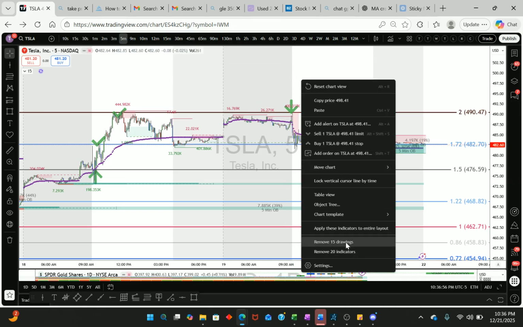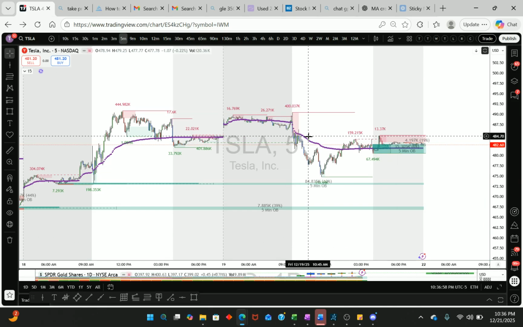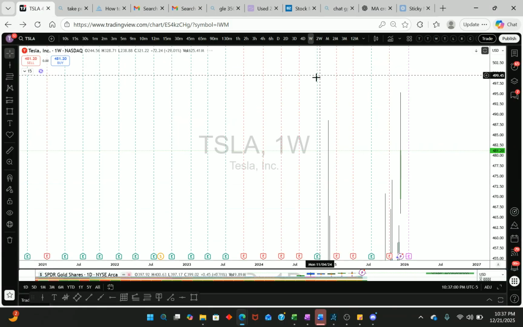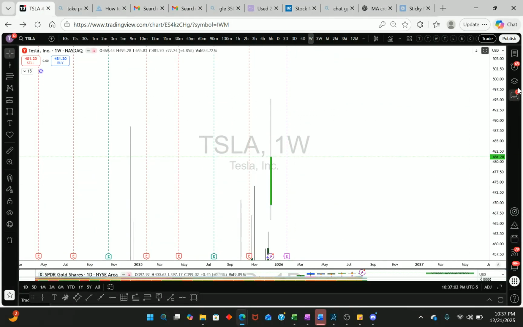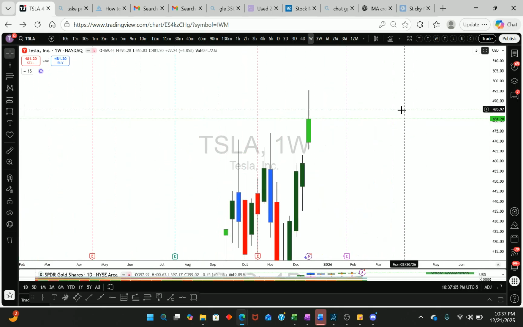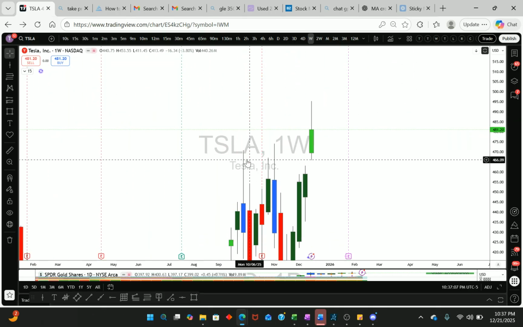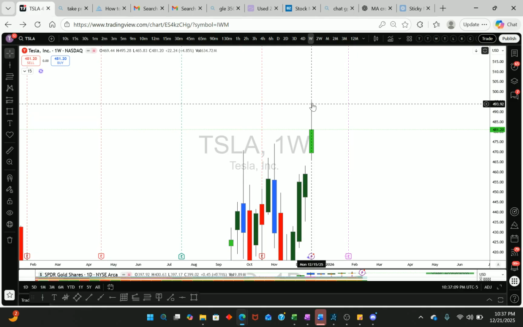So anyway, let's get ready for our next levels for next week. I'm going to go ahead and remove these lines, and we're going to prepare for next week. Okay. So here we are. Mind you, I want you to be careful with this wick rejection right here. This came up really high. So I want you to pay attention to possibly shorting here.